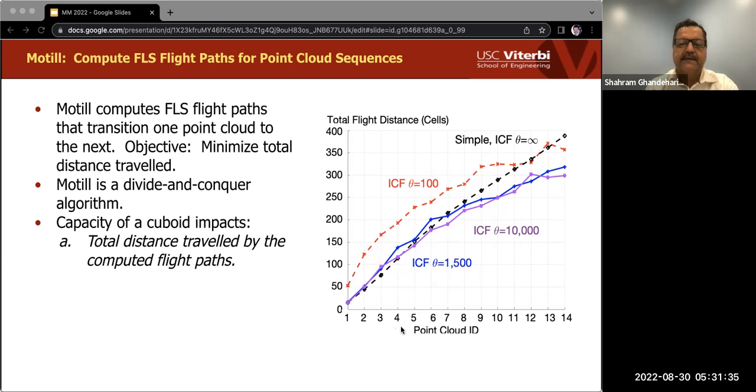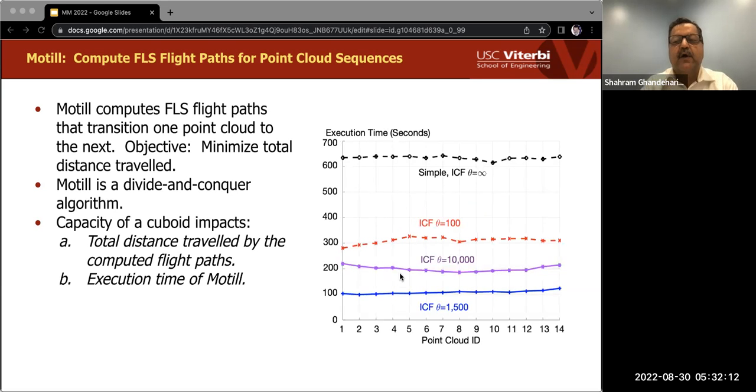Here, the x-axis shows the point cloud IDs of the rose point cloud sequence. I'm showing you only the first 14 point clouds in the sequence. The y-axis is the total distance traveled by the FLSs to transition an illumination from one point cloud to the next. As you can see, a small cuboid size of 100 results in a longer flight distance as compared with a cuboid size of 1500.